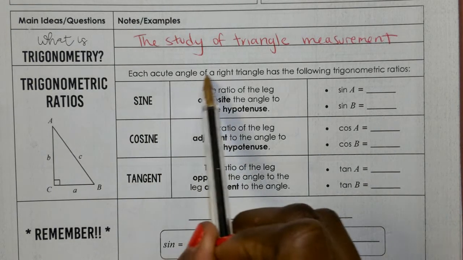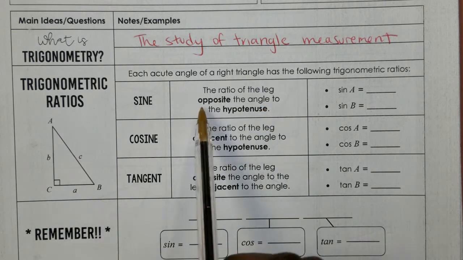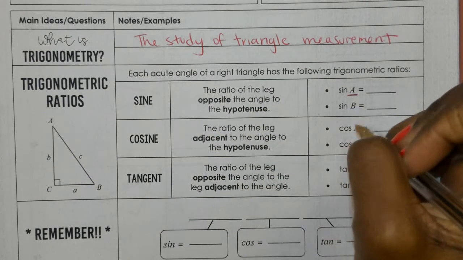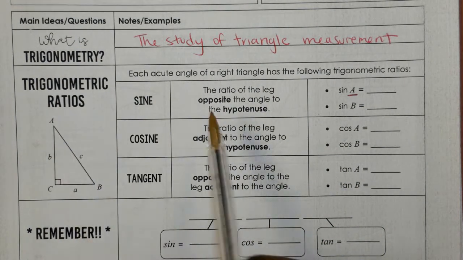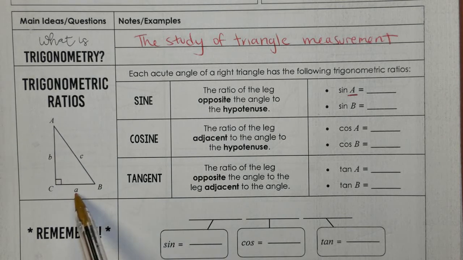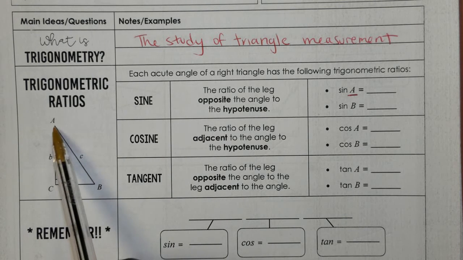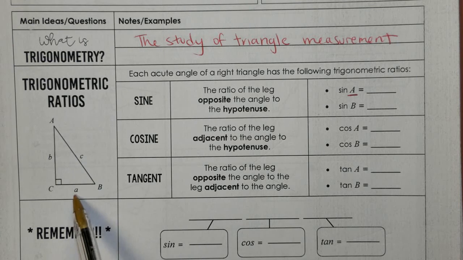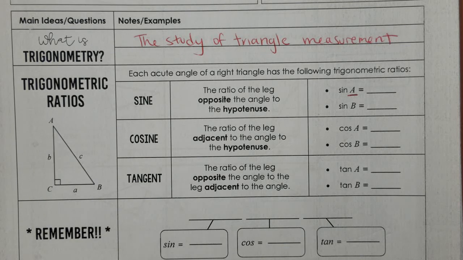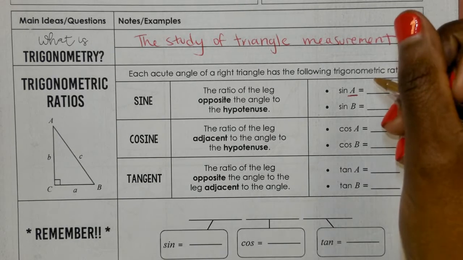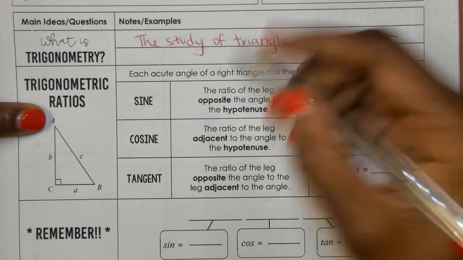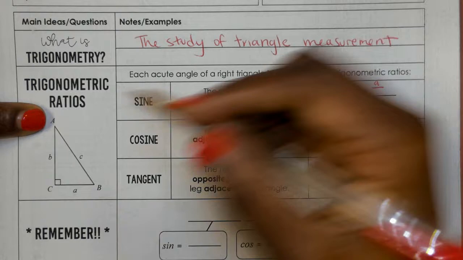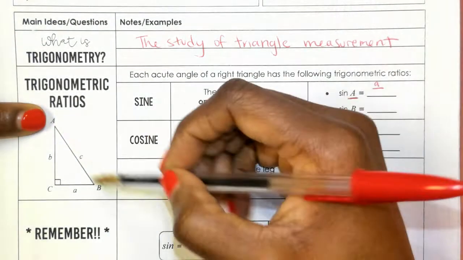So if you look at an acute angle of a right triangle, let's say we're looking at angle A first. The ratio of the opposite side over the hypotenuse: opposite means it's across from A, and the hypotenuse is across from the 90. The hypotenuse is always across from the 90. So from angle A, our sine would be whatever's on the opposite side, so a, over whatever's on the hypotenuse, which is c.